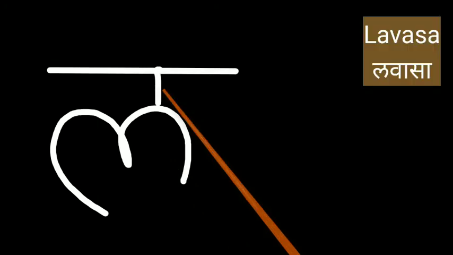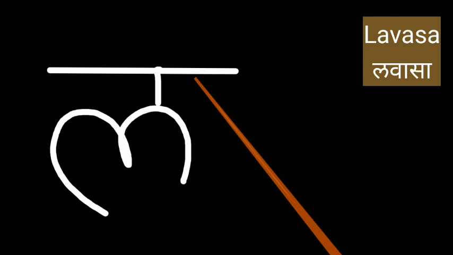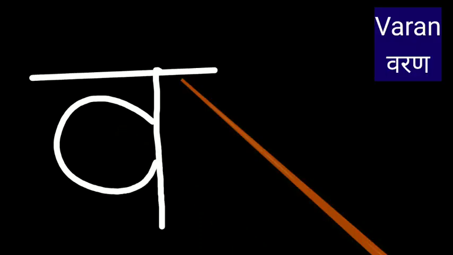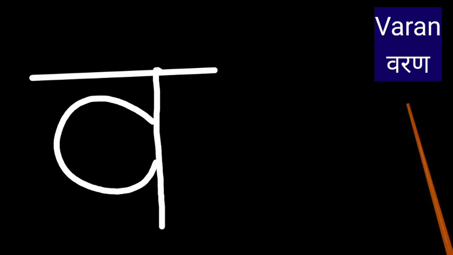Next is la. One half circle, down half circle, then one join to another half circle, then vertical line and horizontal line on the top. It's called la. Word is lawasa. Next letter is va. One big vertical line, join big half circle in the middle and then vertical line on the top. It's called va. Word is varana.